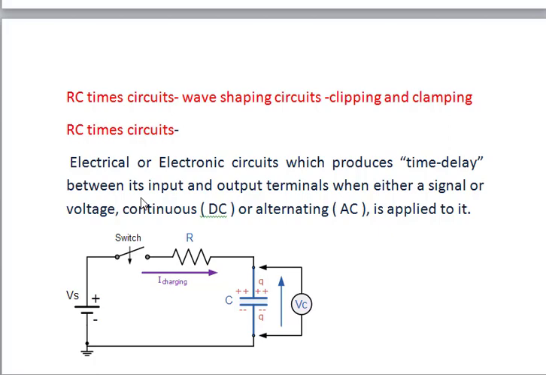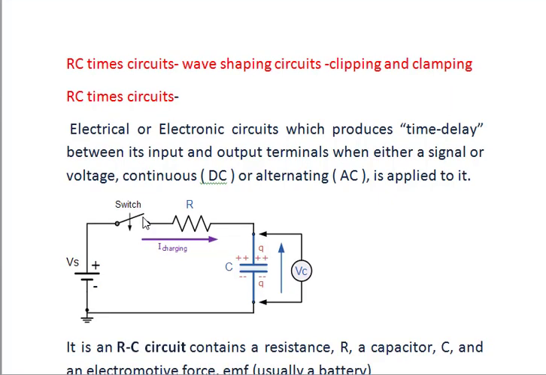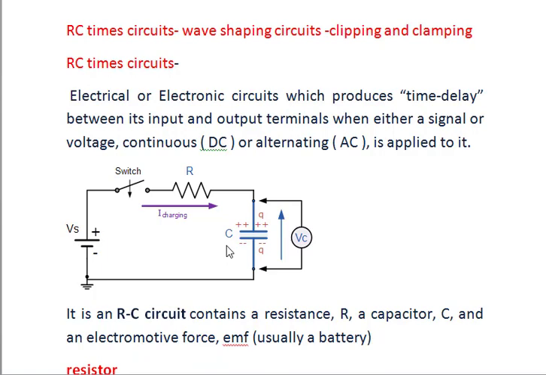That is, the signal is applied at the input, it is delayed by some time, and it appears across the output. The signal is generally an AC voltage or DC voltage, or any waveform is applied. This circuit consists of the voltage source Vs, that is a DC voltage battery, a switch, a resistor, and a capacitor.